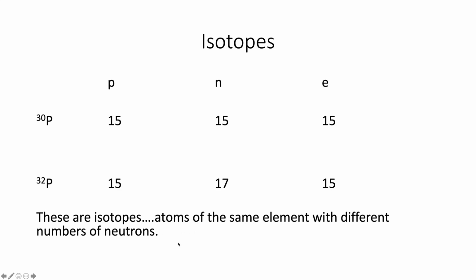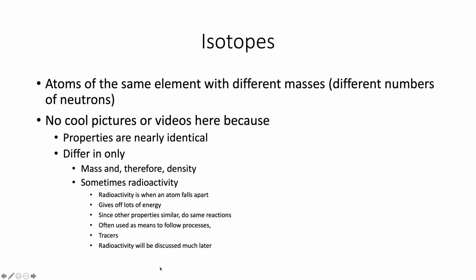So Dalton was wrong about atoms of the same type being exactly the same, but he just didn't know about isotopes. Right? Now, what's interesting about isotopes is they have nearly identical properties. Nearly identical. There are no cool bits because the properties are basically the same. They differ in mass and density, and then sometimes radioactivity.